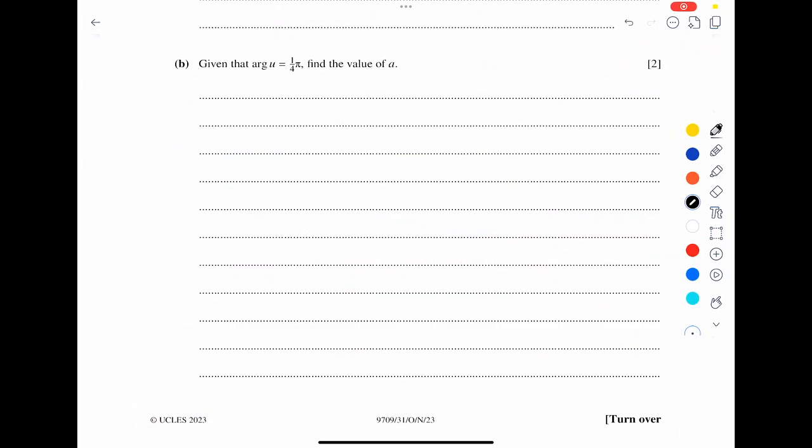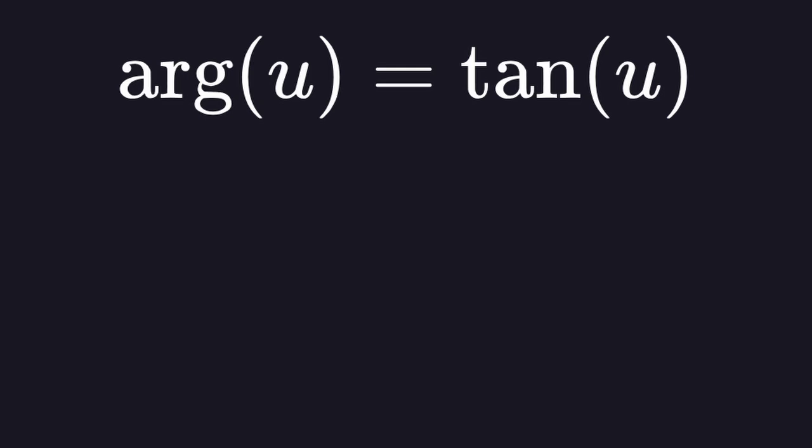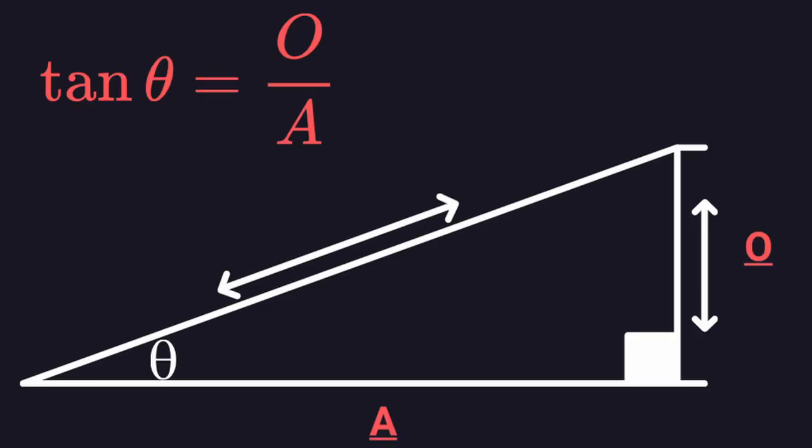Now for number 4b, it tells us that arg u is equal to pi over 4. This means then that tan of pi over 4, which equals 1, gives us the ratio. Remember that arg is related to tan, and tan is opposite over adjacent.